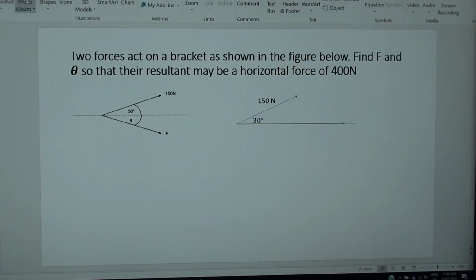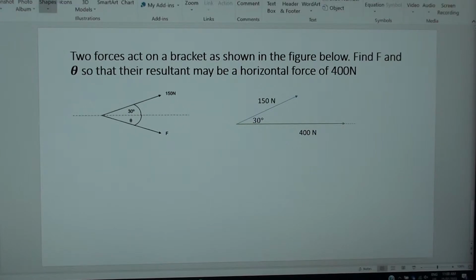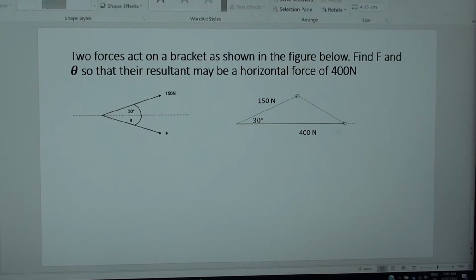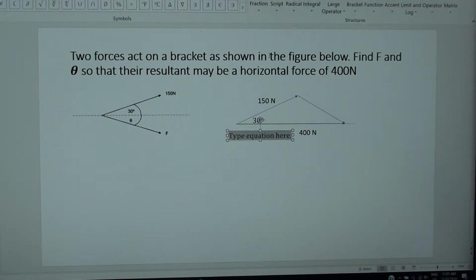Therefore, I will place this one here, which is 400 newtons, and now I need to close the triangle, which means we need to transfer this force with the angle theta. So that will be moving, if you look carefully, from this point to that point, and that will represent the angle theta we are trying to determine. So I will use theta and place it in that direction.